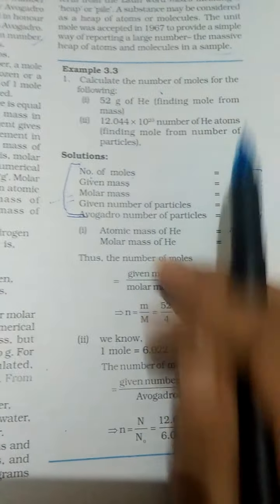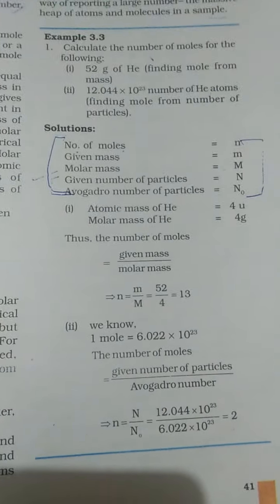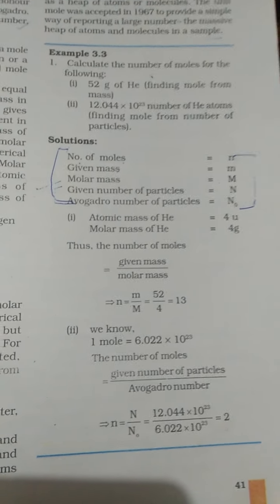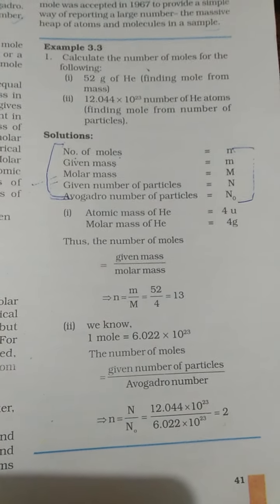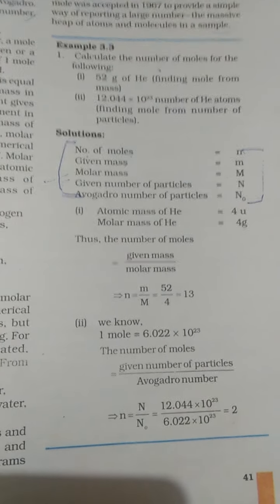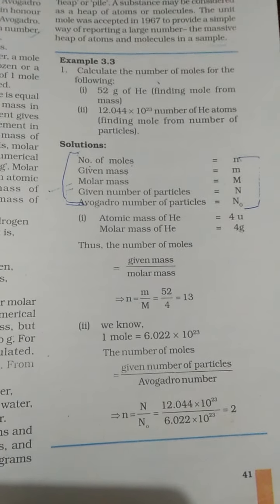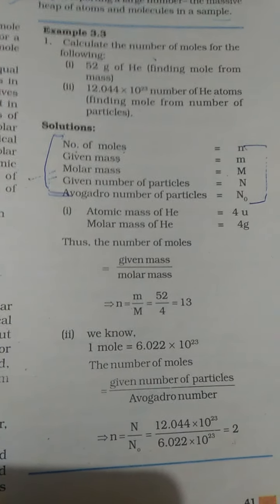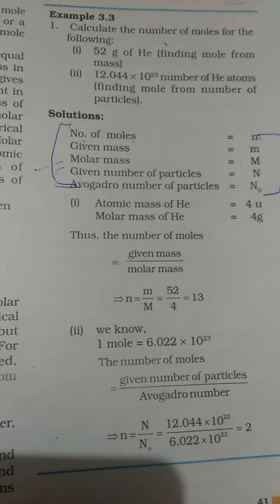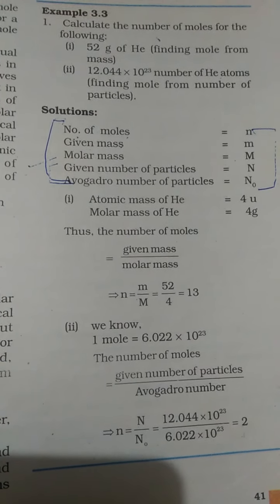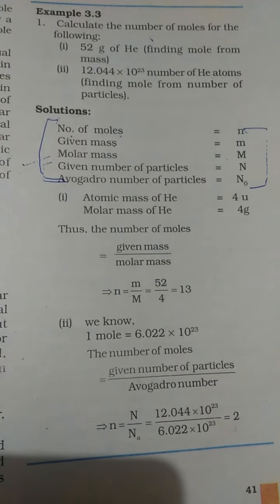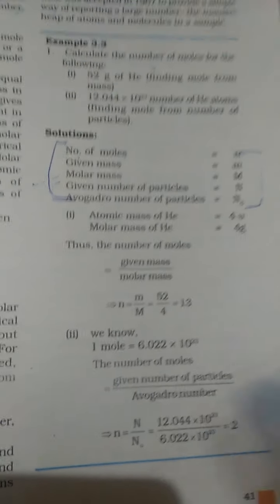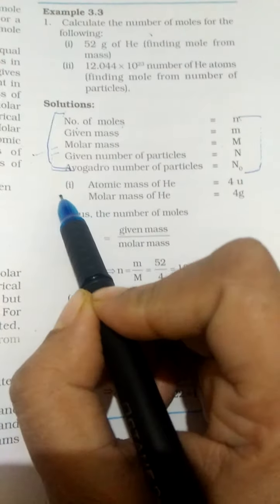Now, as I said in my first video that there will be relationship between mass, mole and the total number of the particles. Here in this example, it is directly asked to find out the moles when the mass is given in the first question for the helium. They have taken the same element and they have asked in the first question to find out the mole when the mass is given, and in the second to find out the mole when the number of particles is given. So let us start with the first one.